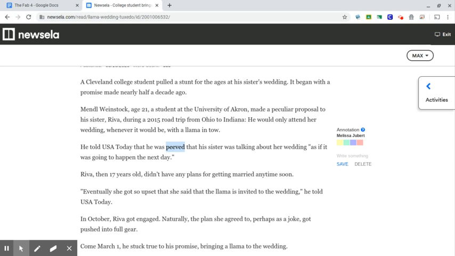Now, you're going to take information from the sentences, but also information that you know about your own life and experiences you have had. So I'm going to read starting here. He was peeved that his sister was talking about her wedding as if it was going to happen the next day. I have kids. I have a sister. If they were doing something, talking about something, maybe this word means, what do you guys think? Think of another word we could put into that spot. Yeah, like annoyed. Good job. He was annoyed his sister was talking about her wedding. All right, let's keep going.